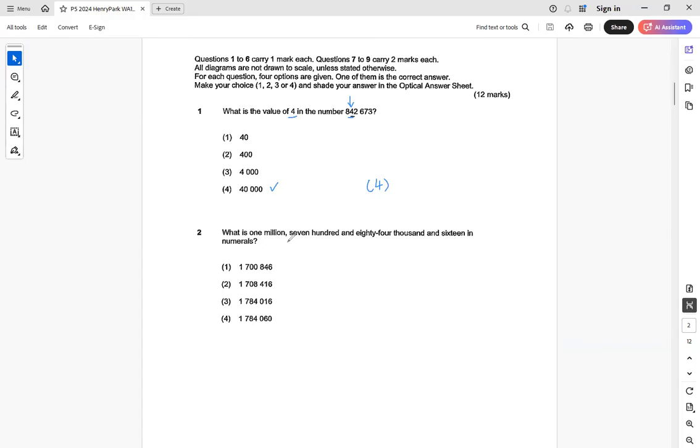Question 2. What is 1,784,016 in numerals, meaning in numbers? So we look carefully at all the options. 1,784,016. So your answer will be option 3. So let's move on.